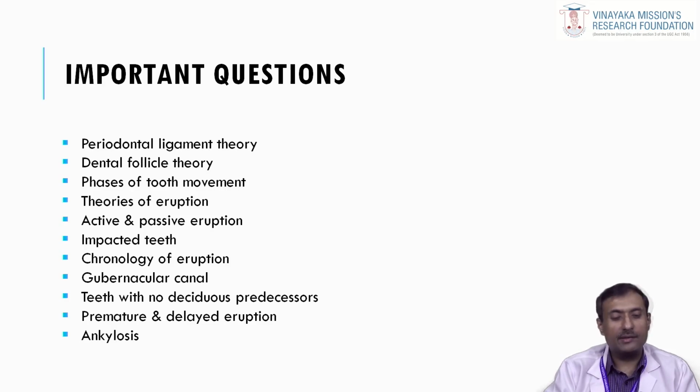Next, generally, what are the phases of tooth eruption? What is the difference between active and passive eruption? Then other questions which are not directly related to this chapter but are included here: impacted teeth, ankylosis, premature and delayed eruption. Another important question is the gubernacular canal, and of course, from the tooth morphology chapter, what are the teeth which have no deciduous predecessors.